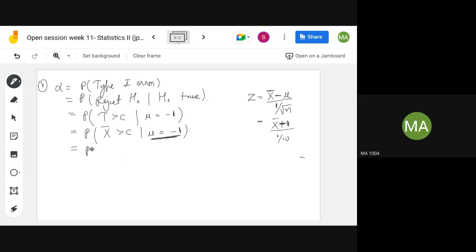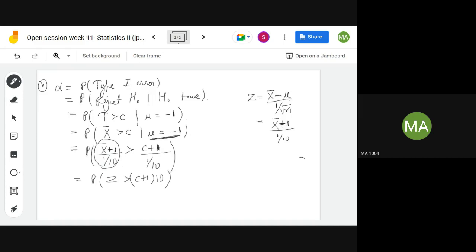So we'll convert this to the normal form. You will get x bar minus 1 divided by 1 by root 10, and this is greater than C plus 1 divided by 1 by root 10. This is what you got, and this is your Z. So the probability that Z is greater than root 10 times (C plus 1).